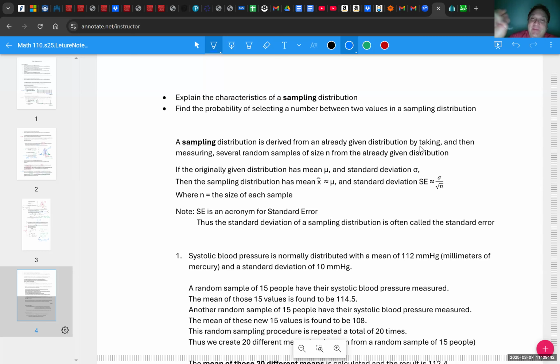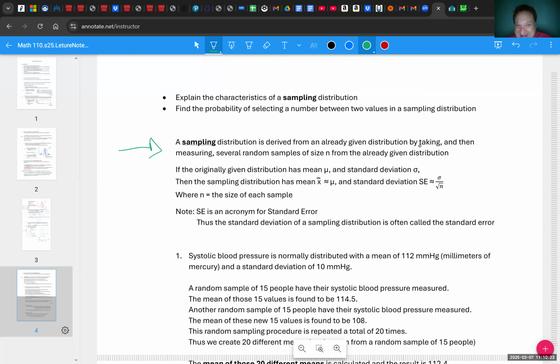So here's my little description of what a sampling distribution is. First of all, a sampling distribution is derived from an already given distribution. You already have to have a distribution, and then from that given distribution, we're going to create a sampling distribution. So a sampling distribution won't exist without already having a distribution. So we take a sample of our given distribution, and we measure it. We can measure the mean of it. We can measure the standard deviation of the sample. We can measure the proportion of the sample. We're going to measure something about the sample.